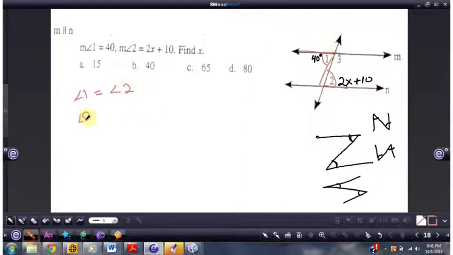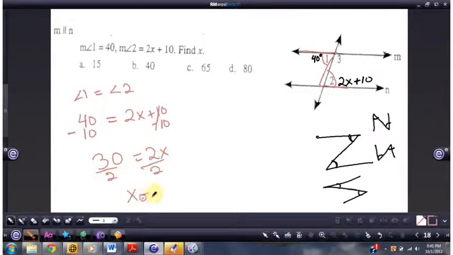Subtract 10, 30, and divide. Done. Okay? Remember, don't make the problems any harder than they are. Most of the time, it's just algebra. Okay. Next.